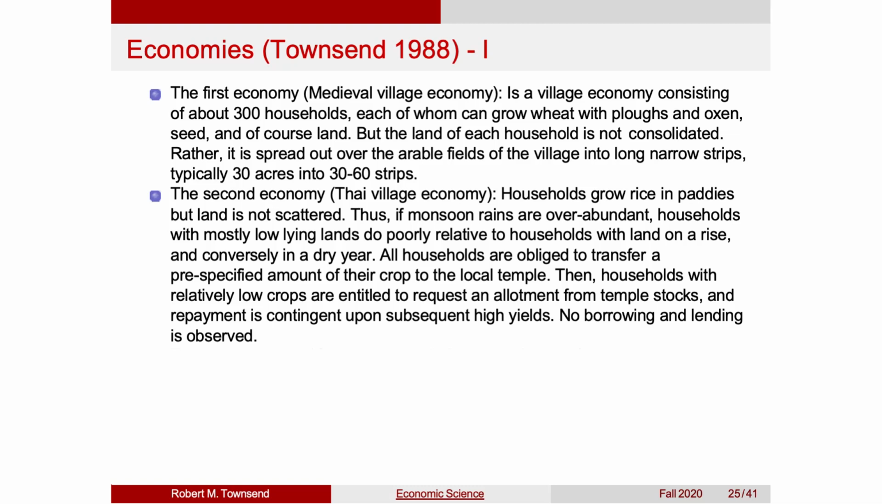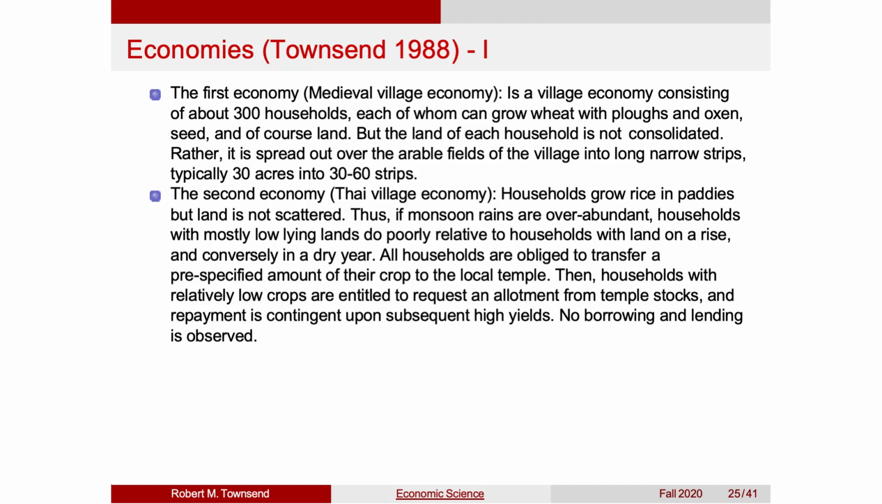The second economy is a Thai village economy. Households are growing rice, and they're growing it in paddies, not in scattered land. If the monsoons are overly abundant, households with low-lying land will experience flooding, and households with land on the rise do quite well. But the opposite is true in a medium to dry year. The low-lying land does well, and the land on the rise is subject to drought. So there's a lot of variation, a lot of risk.